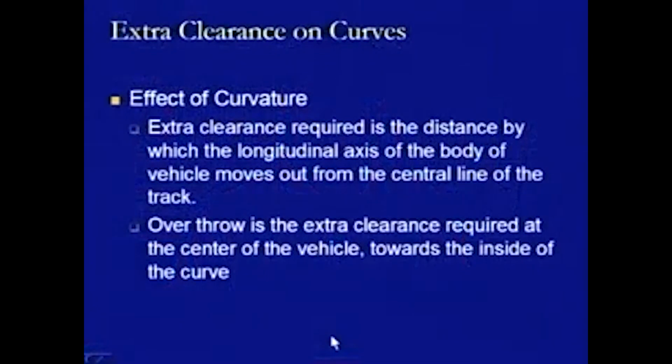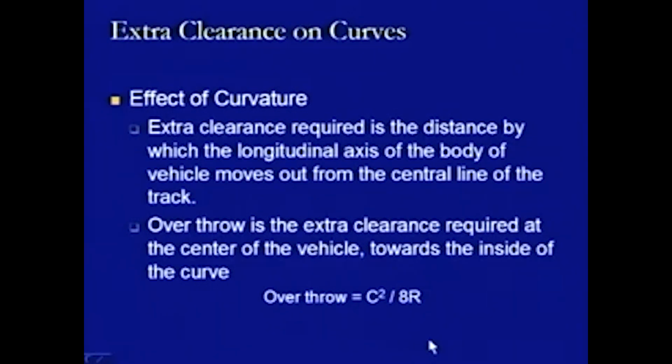And here the overthrow is defined. The overthrow is the extra clearance which is required at the center of the vehicle, and this is towards the inside of the curve. This was already shown in the previous slide, how we can compute this value of overthrow. This value of overthrow is computed by c square divided by 8r, where c is the total amount of the wheelbase which is affected in the overthrow condition, and r is obviously the radius of the curve.